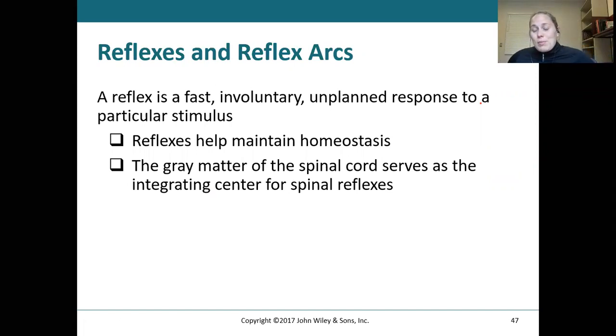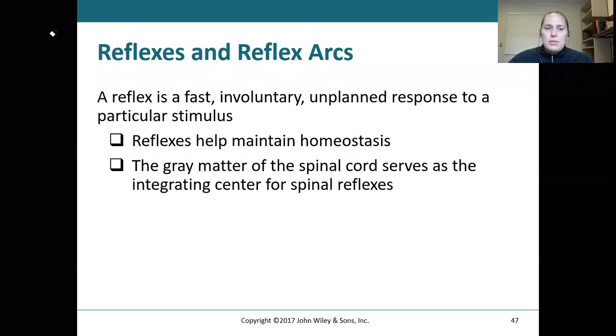Think of like if you touch something hot, your response is such a fast reflex that you don't even have time to think about it to kind of save your hand. The gray matter of the spinal cord serves as an integrating center, so that center, that gray matter where those cell bodies are, integrates the message and sends it right back out to the muscles.